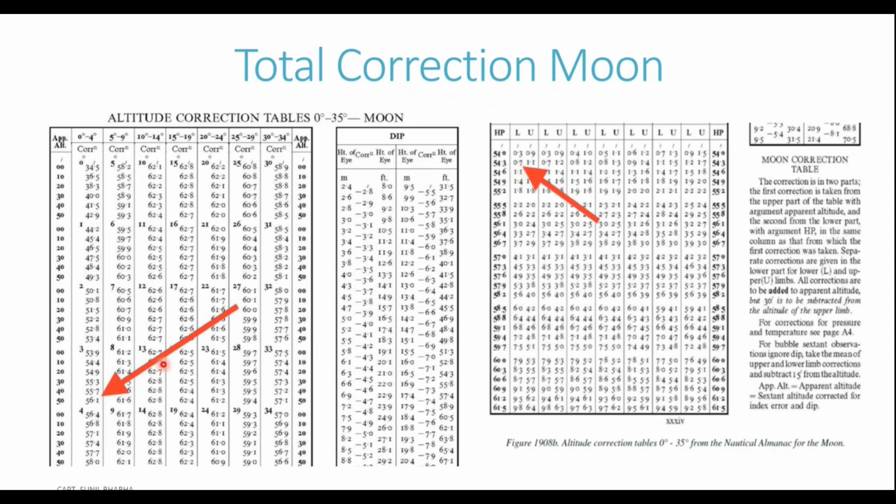So you have obtained the upper correction, which was 56.1 minutes. You have obtained the HP correction, which was 0.7 minutes. Now both these corrections are positive. They have to be added up. Now once you add up, after that one more thing has to be seen.